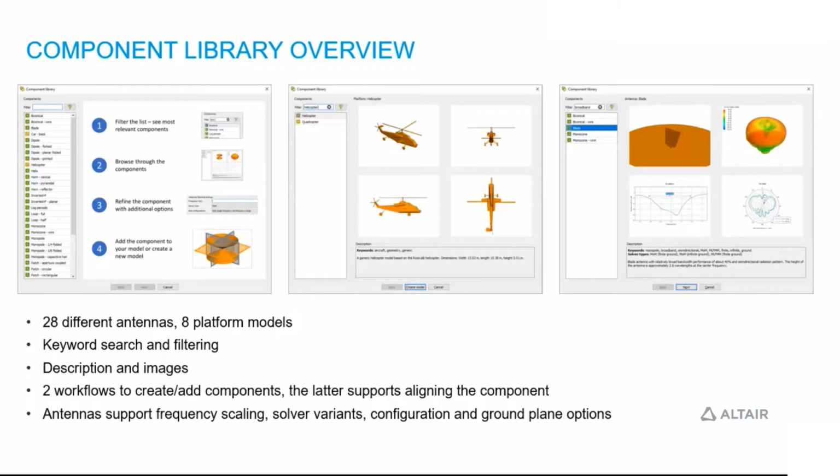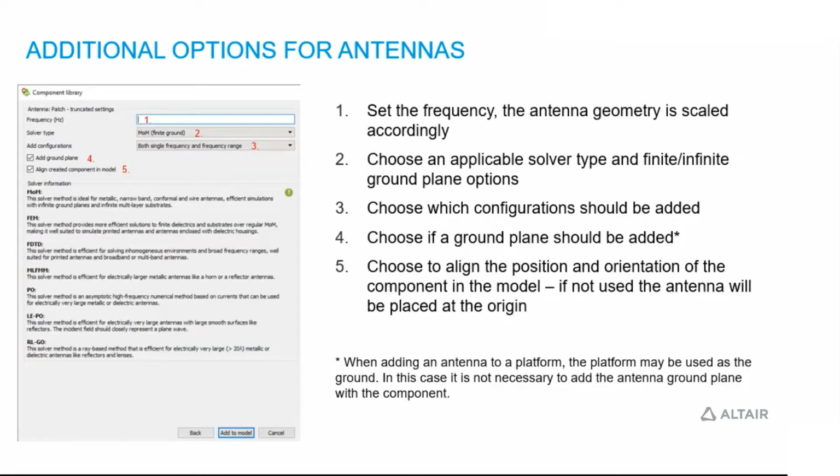The antennas are versatile in their definition to support frequency scaling, the use of different solvers, and the option to include a ground plane with the antenna. When antenna components are added, a set of drop-down boxes and checkboxes can be used to customize the component for the specific application. Most importantly, the models have been designed to be fully scalable according to the frequency.